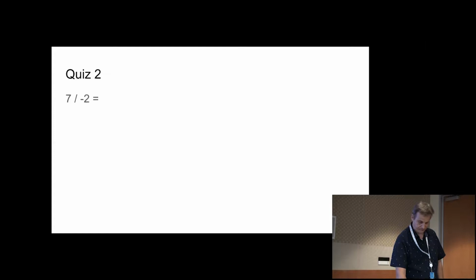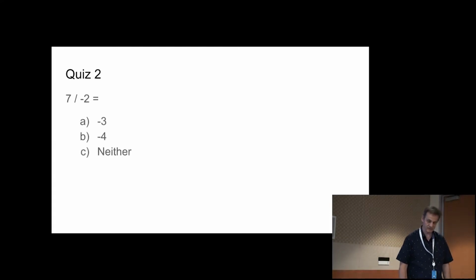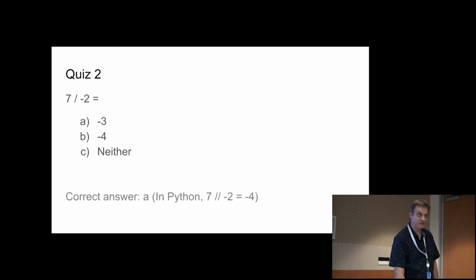Another quiz. 7 divided by -2. A little bit different. What's the answer? -3, -4, or neither? Who says -3? Most people. Anyone says -4? He's read the book. Okay, so it's A again.